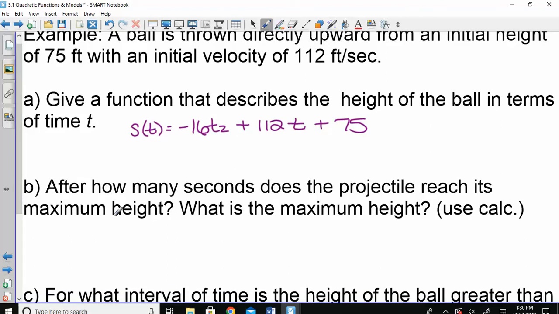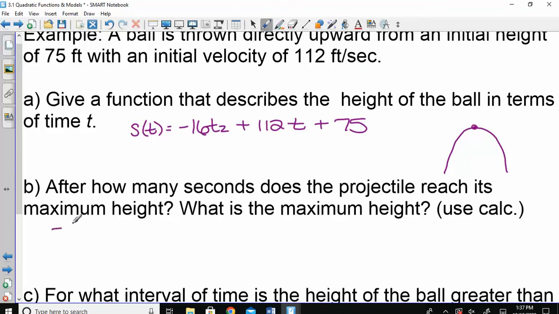So part B, I want to know when it reaches its maximum height. Well, what do you know about this? When would you have a maximum height? It's a quadratic. Does it open up or down? Opens down. Where does your maximum happen? At the vertex. So the when, that's my t. We're just looking for the t value of our vertex, which is like the x value.